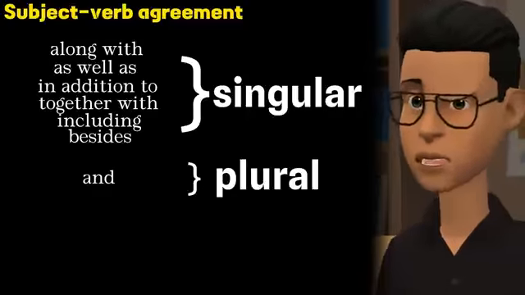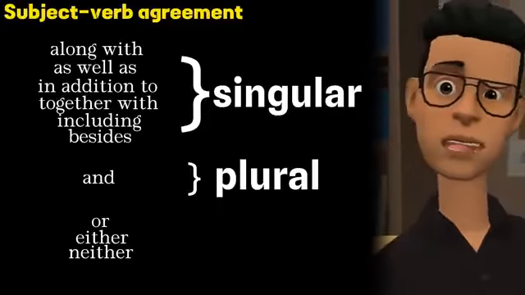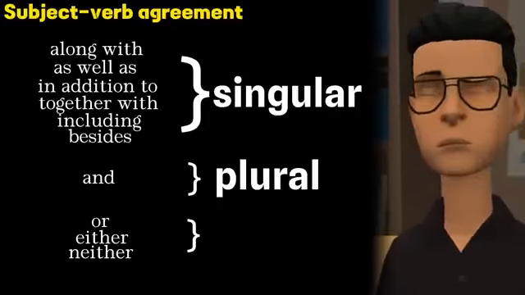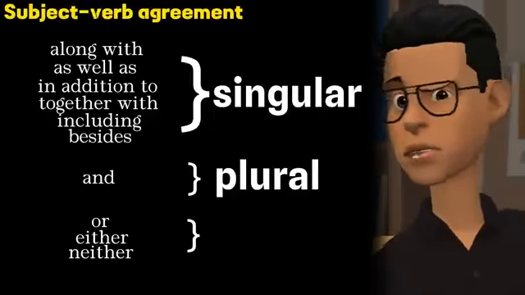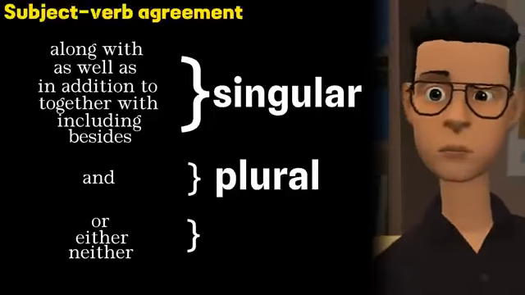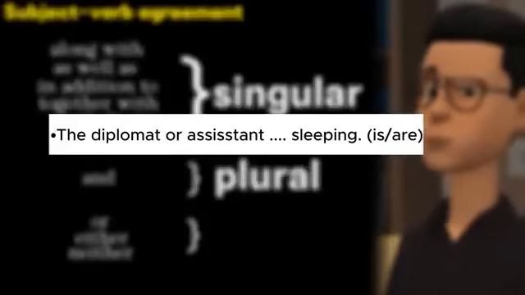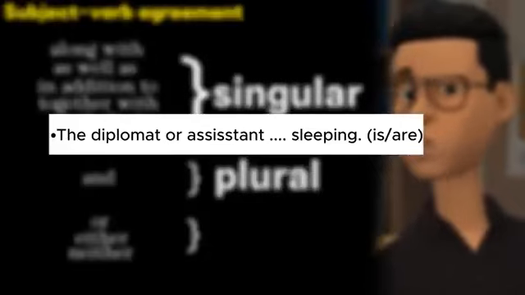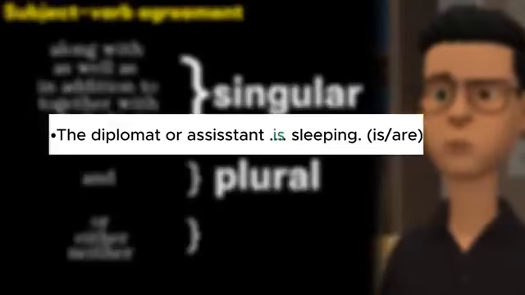There are also words like or, either, neither. The subject can be considered singular or plural. If both nouns are plural, then the verb will be plural, but if singular, the verb will be singular. For example, the diplomat or assistant is sleeping. Here, both the nouns are singular, so the verb will be singular, that is, "is".